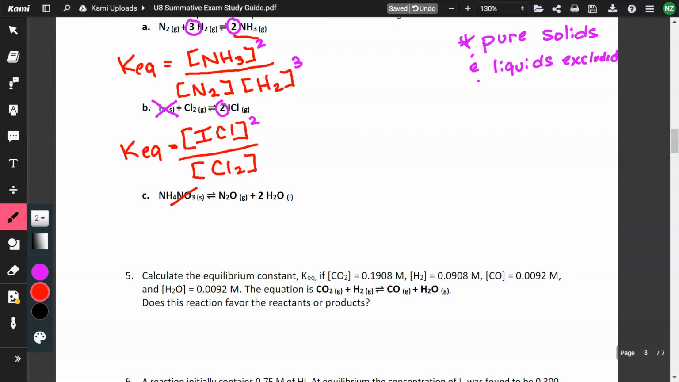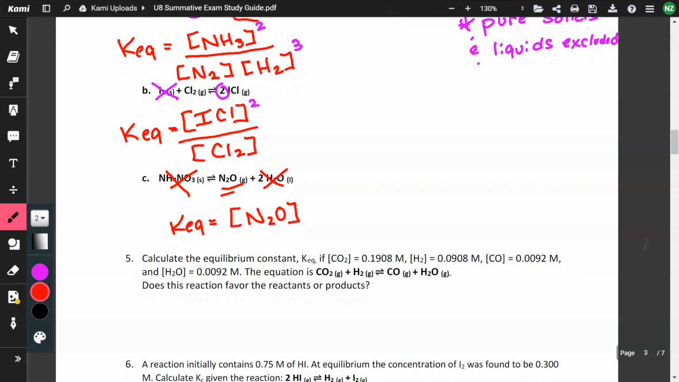Okay, we have just the solid here. We have a liquid here. So the only one that we have is a gas. So KEQ, products, so N2O, over reactants. We don't have any, so that would just be over 1. So just writing it as N2O would be it.